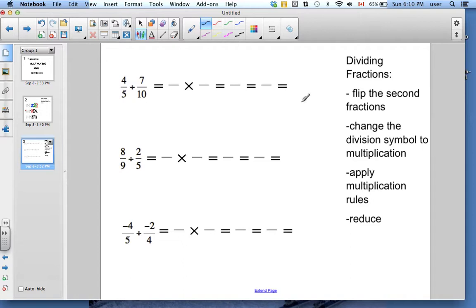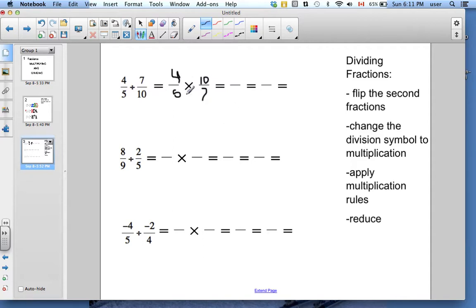Here, dividing fractions, I wrote a couple little steps or rules on the side there. What you're going to do first is flip the second fraction. So I'll show you what we're going to do there. So when it's 7 over 10, you're going to put 10 over 7. The next thing you're going to do is write the first fraction that you previously had, 4/5.